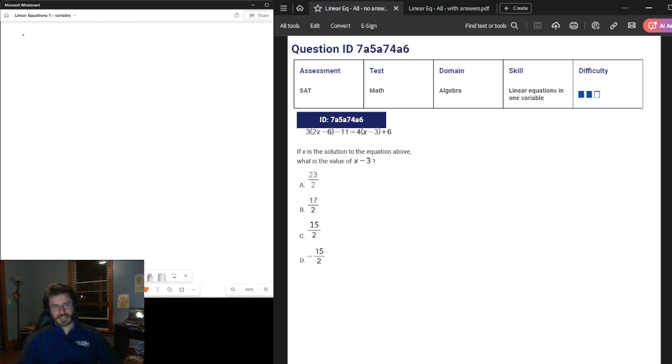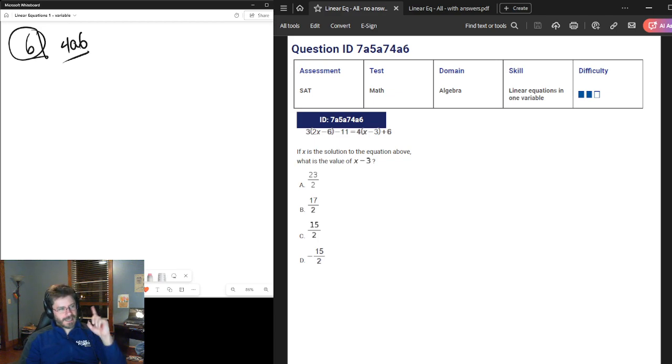Question 6, give it a shot. Code 4A6. All right, going into the explanation here. So x is a solution. What is the value of x minus 3? So they don't want x. So first off, we've got to make sure that if we solve for x, we're not done. We've got to keep going. We've got to plug it back in.